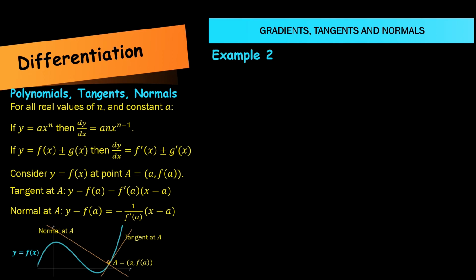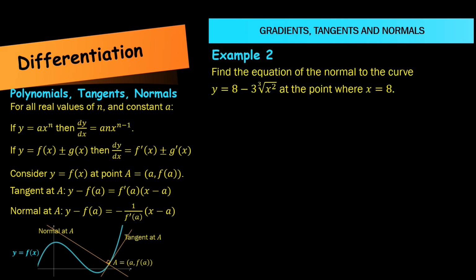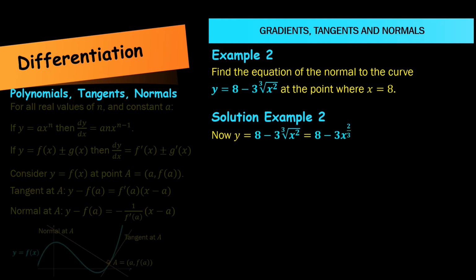Now let's take a look at another example. Find the equation of the normal to the curve y equals 8 minus 3 times the cube root of x squared at the point where x equals 8. So let's solve this. Rewriting y gives us that y equals 8 minus 3x to the power 2/3.